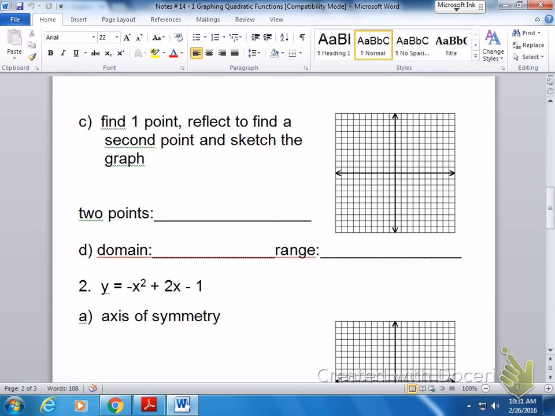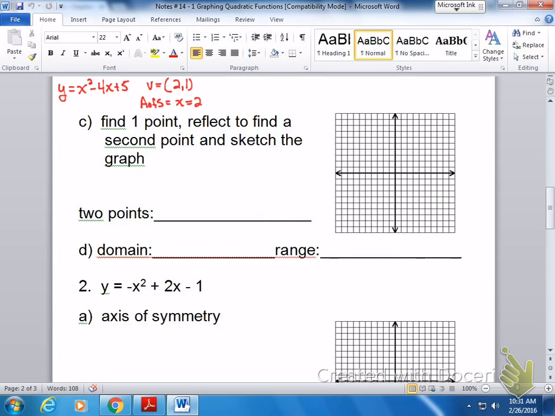Now it left some of the stuff on the other page, so I'm just going to rewrite a few things. First, our equation was y equals x squared minus 4x plus 5. We found that our vertex was (2, 1), and our axis of symmetry was x equals 2. So when we want to graph, we have to use that vertex and axis of symmetry first.